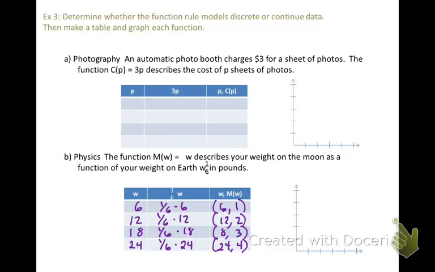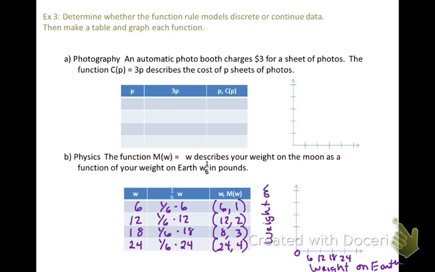Okay, so I did 6, 12, 18, and 24. This is B, lesson 5.3, which is function rules, tables, and graphs. This is the second part of it. So I put it all together, and this is how much you weigh on Earth. I'm using 6, 12, 18, and 24, and 0 pounds. And then how much I weigh on Mars.